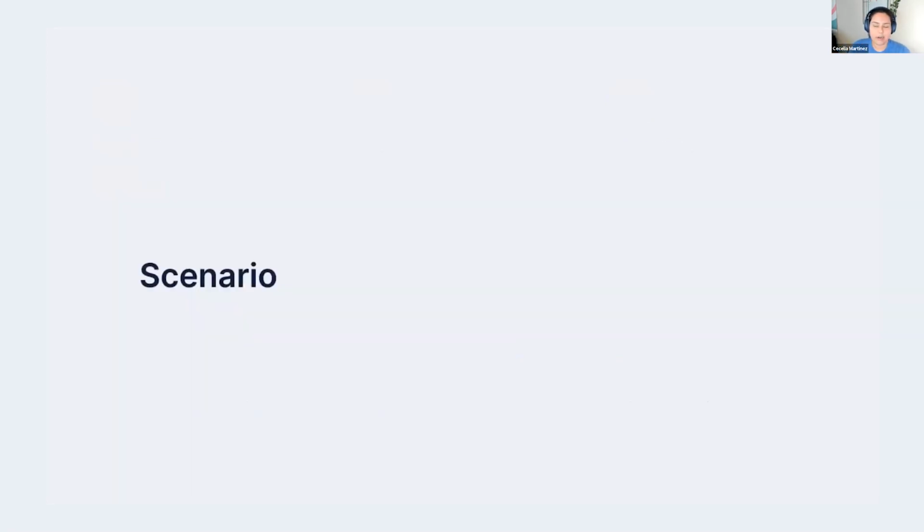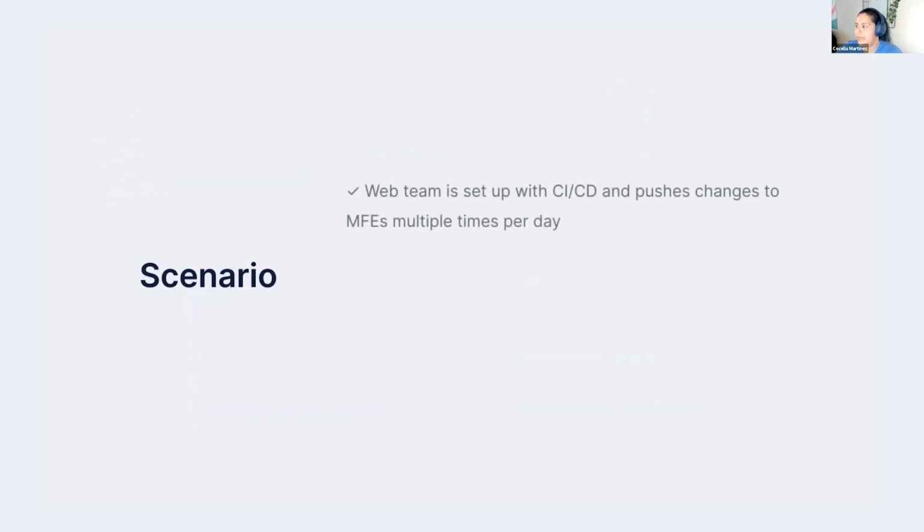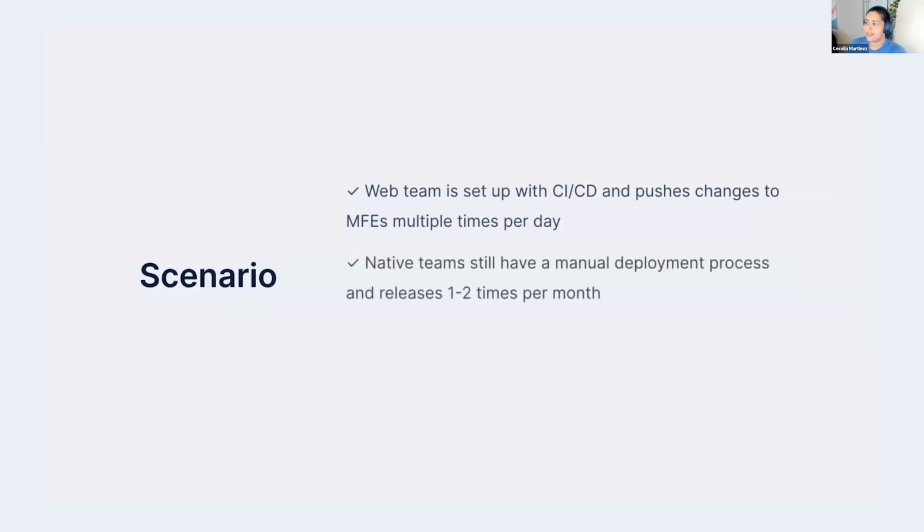All right, so let's take a look at a scenario regarding infrastructure and architectural requirements. The web teams are all set up with CI/CD, and they push changes to their micro front ends multiple times per day. Anytime new code is ready to be deployed, once it passes its tests, it gets deployed and is live. Again, these web micro front ends are used in the web, but are also being ingested by the native applications. Because of that, the native teams still have a manual deployment process as they're in the process of implementing micro front ends.